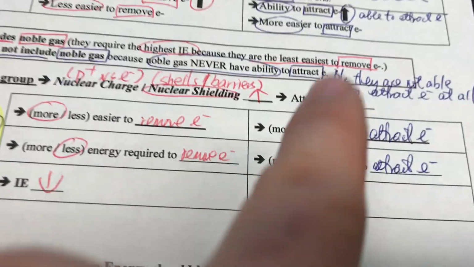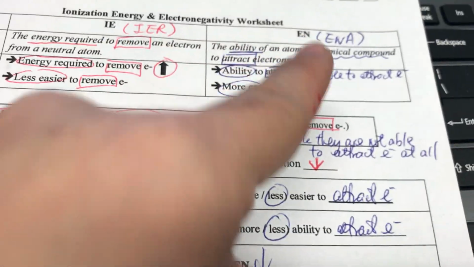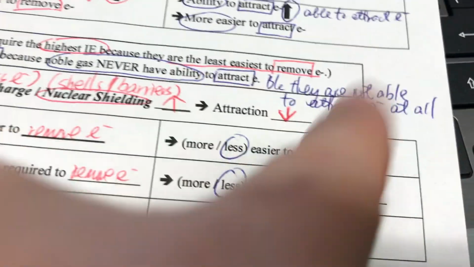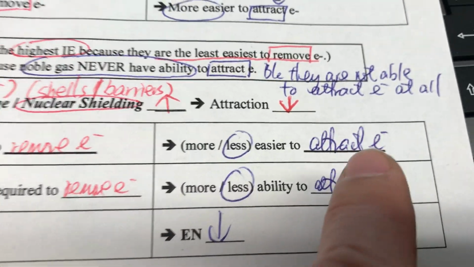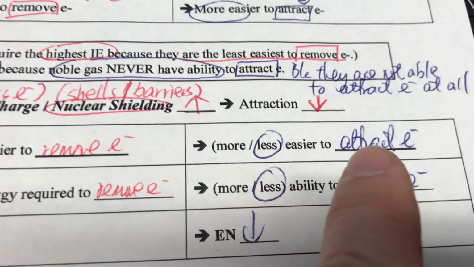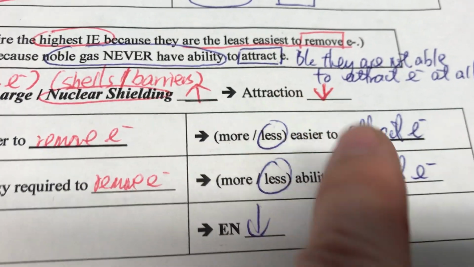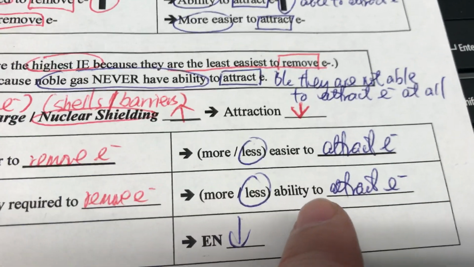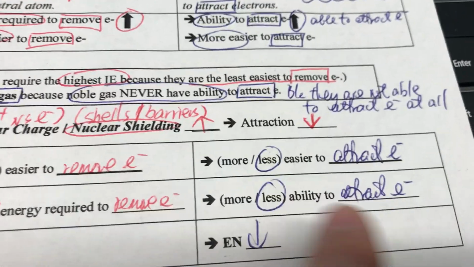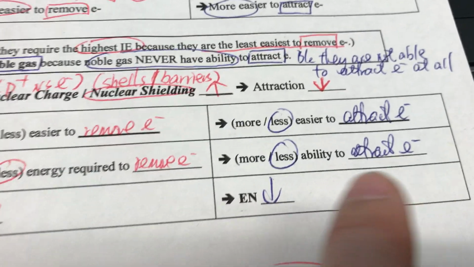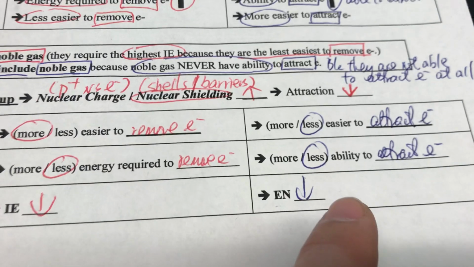Now on the other hand, EN is going to attract electron. When you go down the group, attraction goes down and down. So when attraction goes down, it will be less easy for me to attract an electron. There will be less ability to attract an electron, because this is the definition of EN. Less easy to attract an electron, less ability to attract an electron. So then my EN will go down.